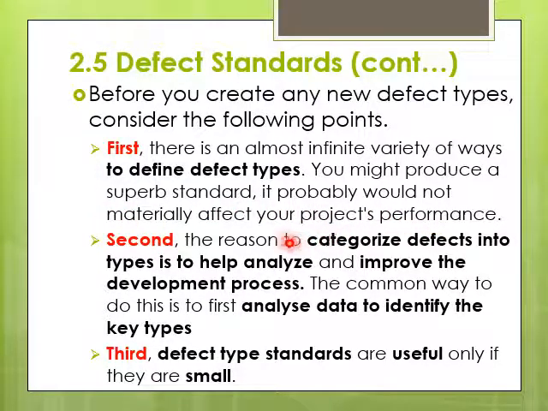Second, the reason to categorize defects into types is to help analyze and improve the development process. Although the defect type will help you to categorize a large volume of defect data, you must examine reports on specific defects to improve the process. The common way to do this is to first analyze your data to identify the key types.